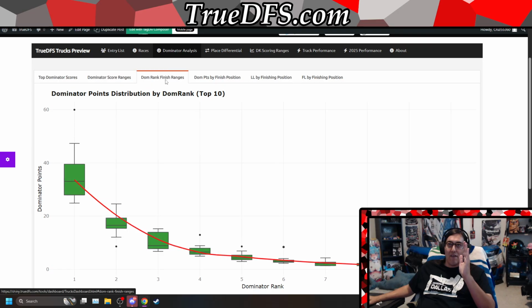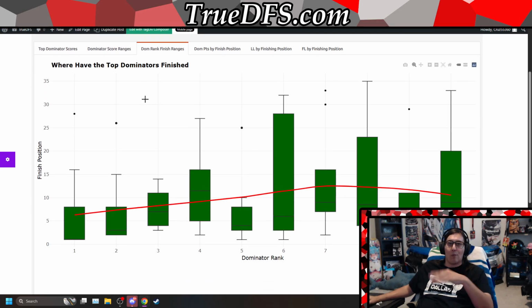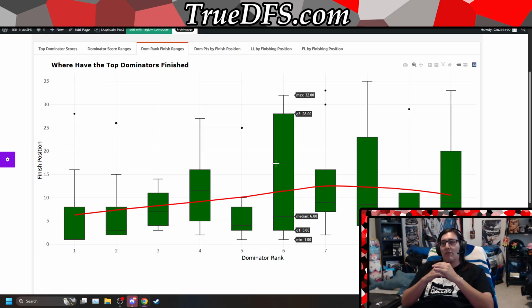When we look at the finish ranges for these, where did these guys finish? This could potentially show you where the dominators finish. It's pretty self-explanatory. If you understand what you're looking at here, you could see where people are being thrown out. Yet again, this could show where people ran into issues, maybe they led early, got wrecked out, so on and so forth. Maybe you're just the 6th guy there.